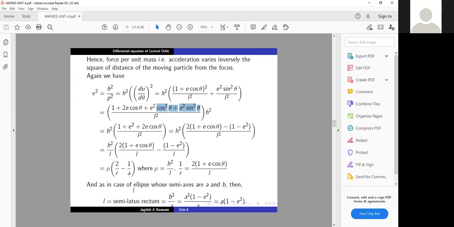As in the case of an ellipse whose semi-axes are A and B, we can find the semi-latus rectum as B square upon A. So what are A and B? If you know the values of A and B, you can find the semi-latus rectum. That I will discuss now. See here, before that we should have an ellipse.